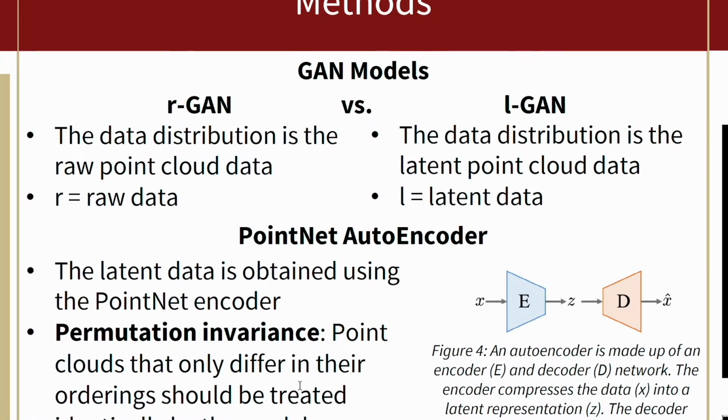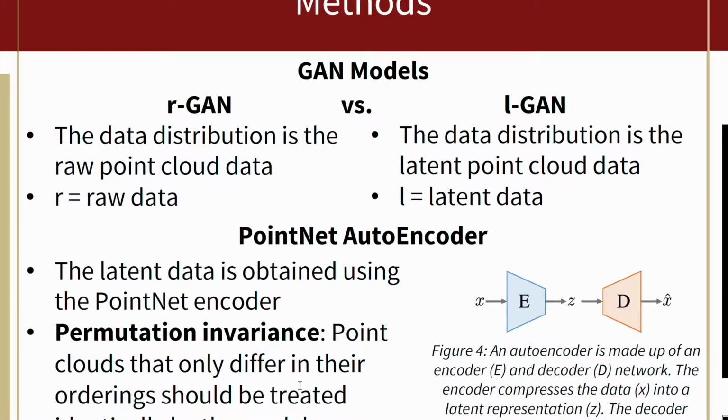The RGAN and the LGAN differ in what they treat as the data distribution. The RGAN treats the raw point cloud data itself as a data distribution. So this is the distribution of all possible lists of XYZ coordinates. The LGAN, on the other hand, treats the data distribution to be a latent representation, or all possible latent representations of the point cloud. These latent representations are obtained using the PointNet model's encoder network.